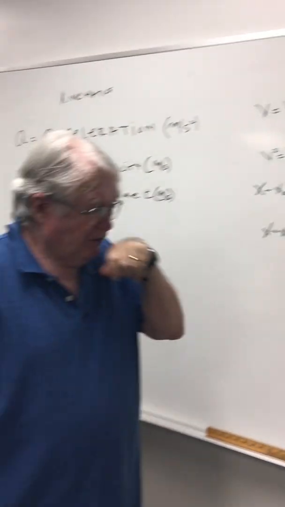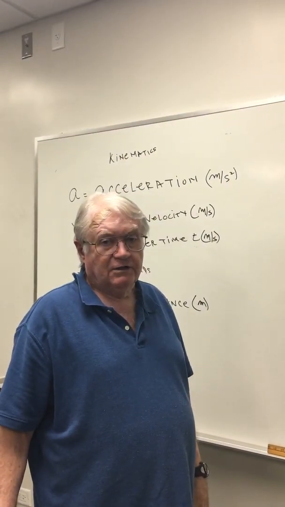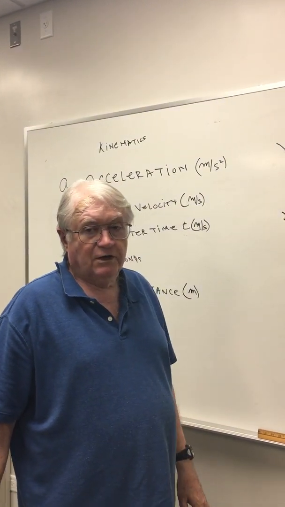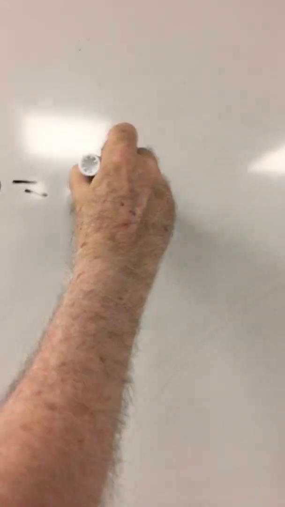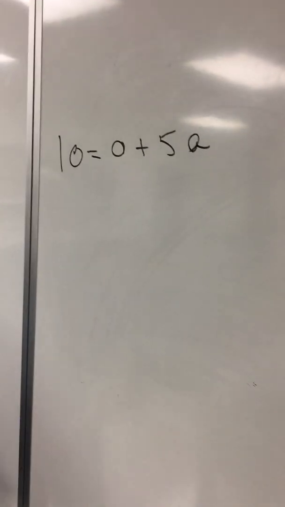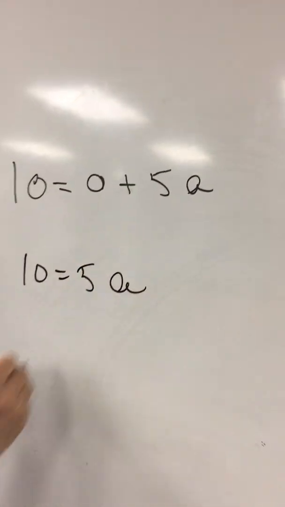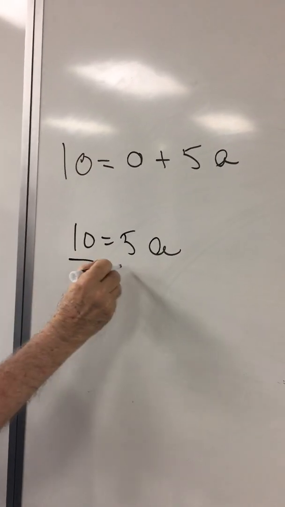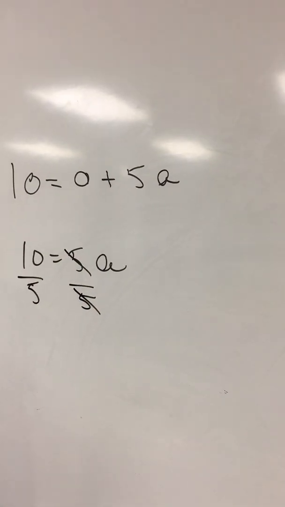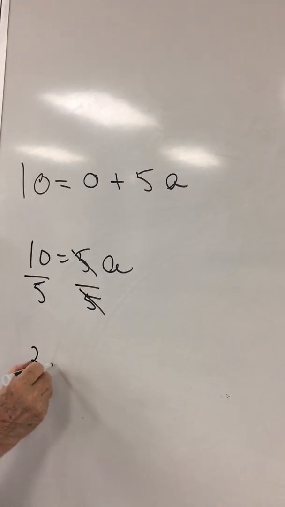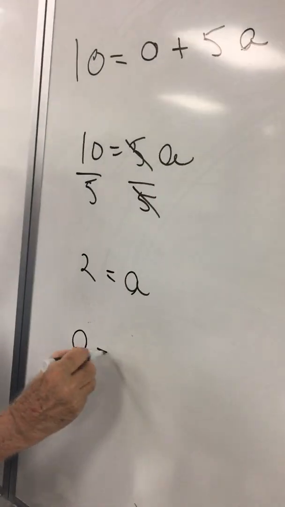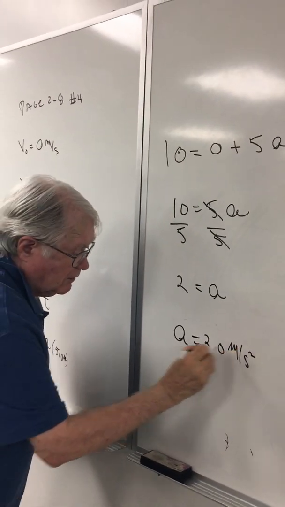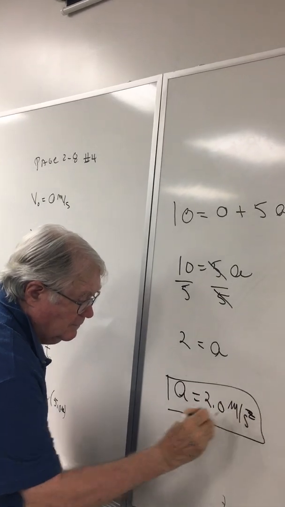Now what I think we should do, I've been doing this for years by the way, is let's leave out the meters per second and seconds. Let's just deal with it as an algebraic equation. I'm going to write it this way: 10 is equal to 0 plus 5 times A. And now I'm going to divide both sides by 5. 5 divided by 5 is 1. 10 divided by 5 is 2. And now we have to remember to use the units. And the units in this case are going to be 2.0 meters per second squared.